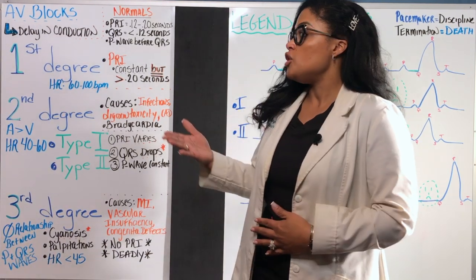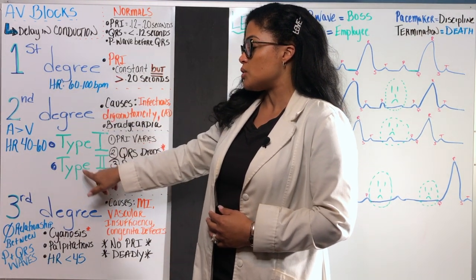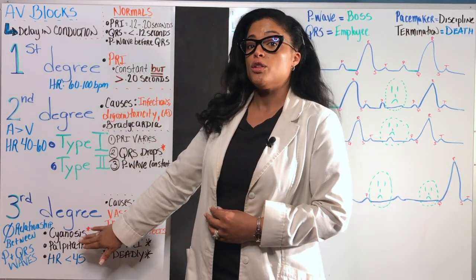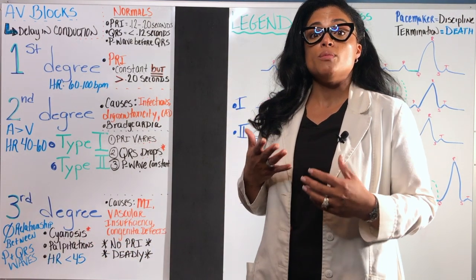So in a patient, you might find that they have a 1st degree AV block, a 2nd degree, which has 2 types, and a 3rd degree. The 3rd degree being the most serious. But first, we're going to know some normals.